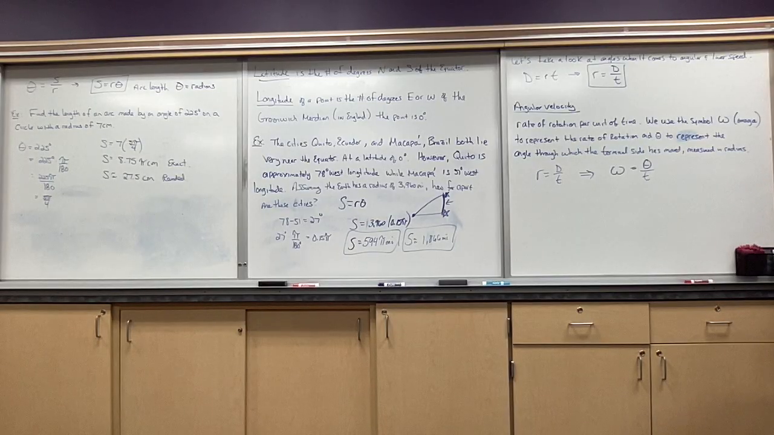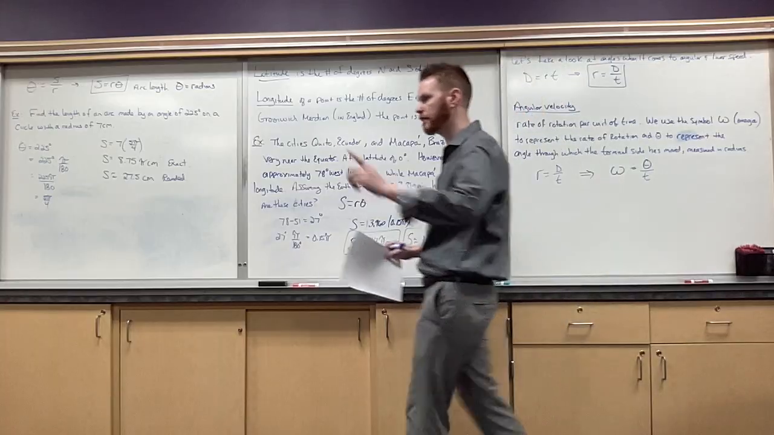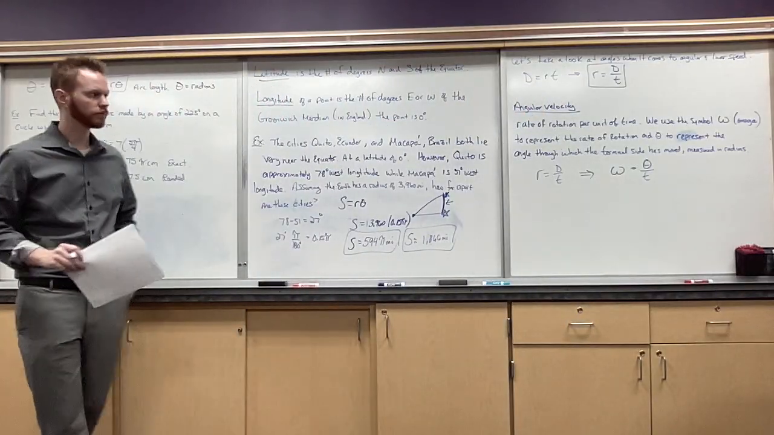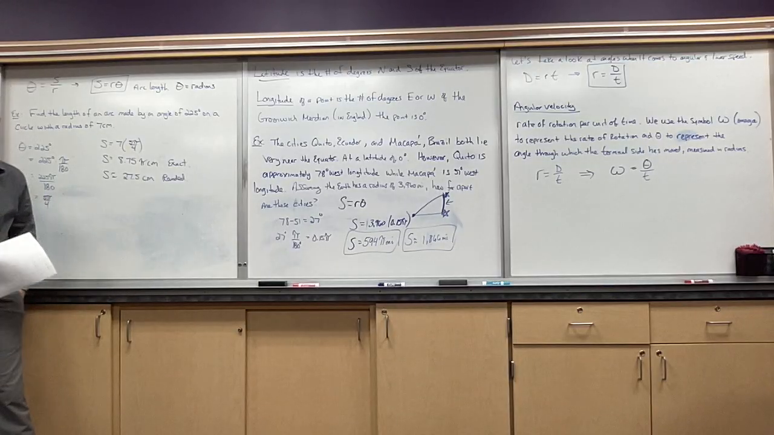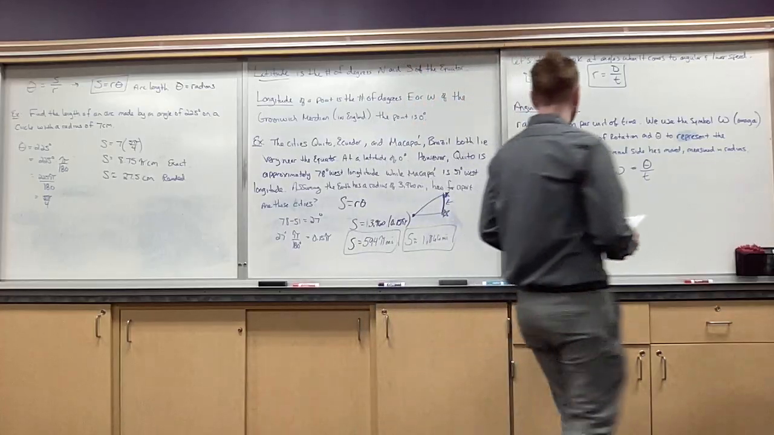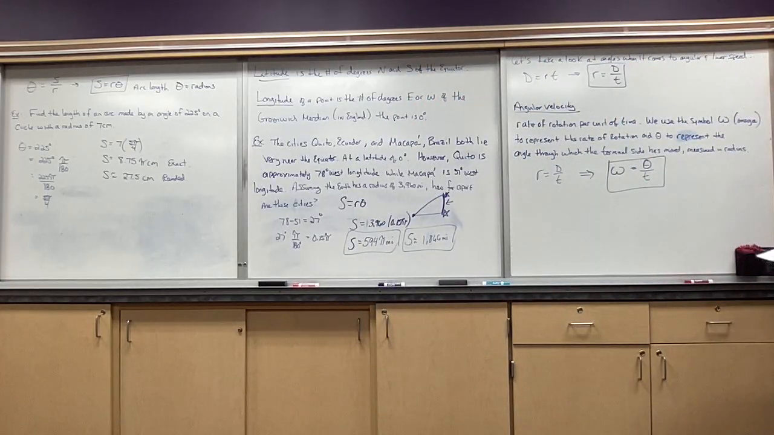So think of a bicycle. Think about how fast a bicycle's moving, that angle as it's going around the wheel. So how many revolutions per minute, or how many revolutions per second, whatever it is. Now, this is one formula we're going to be using. We do have another one. So we have angular velocity.